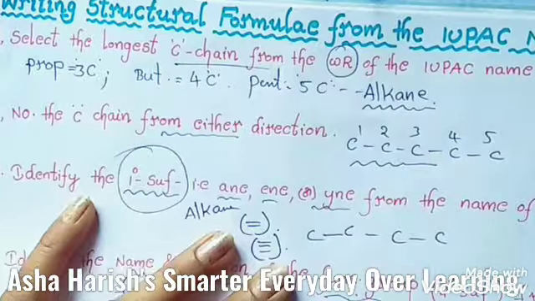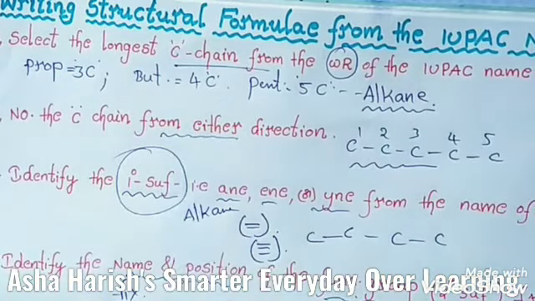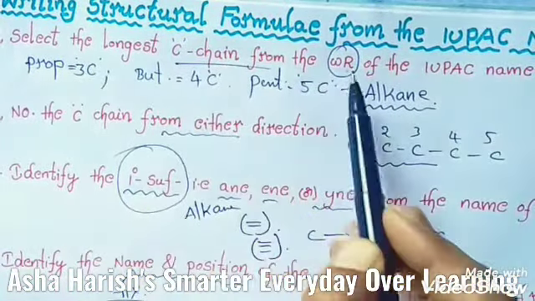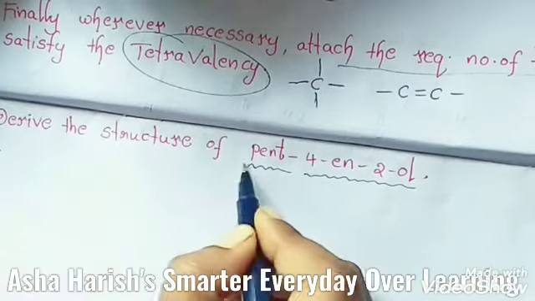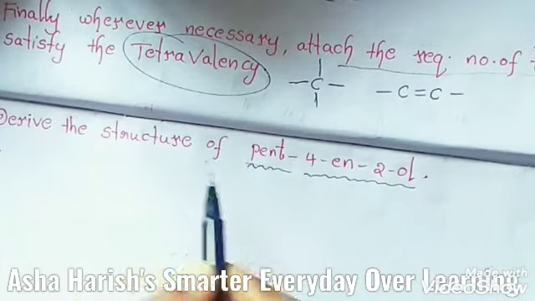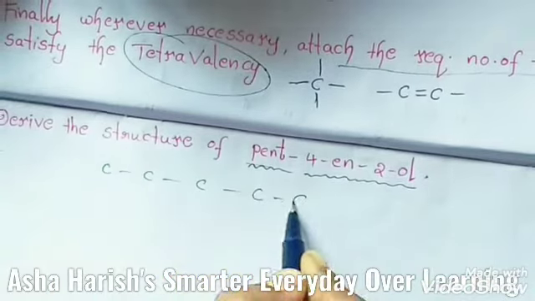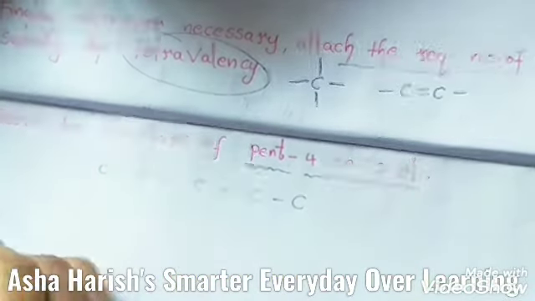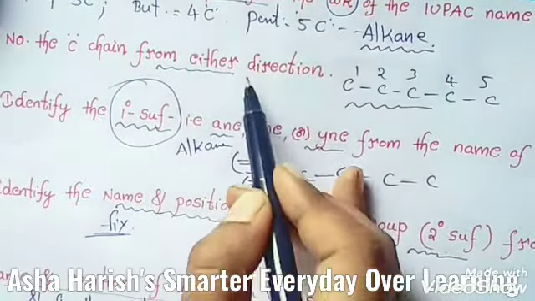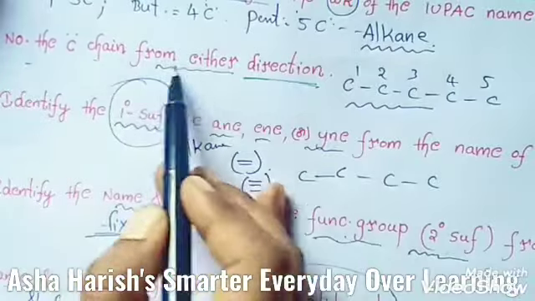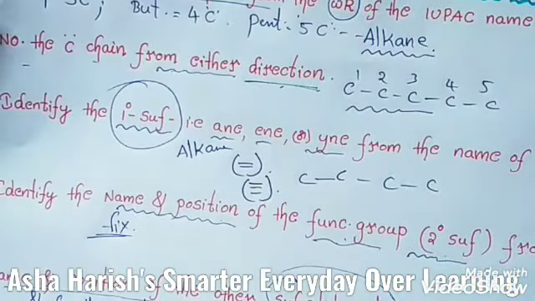Based upon step 1, select the longest carbon chain from the word root. In this example the word root is pent. So the word root pent indicates that the longest carbon chain contains 5 carbon atoms. Then you need to write them like this, 1, 2, 3, 4 and 5. Now, step 2: number the carbon chain from either direction. You need to identify the direction of numbering here.